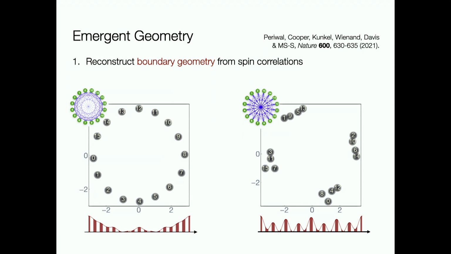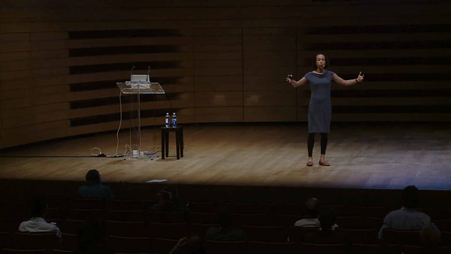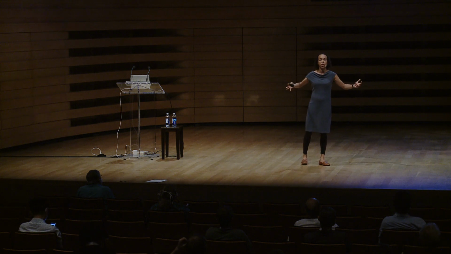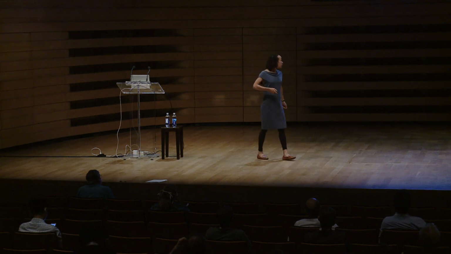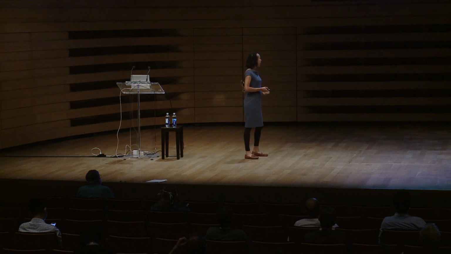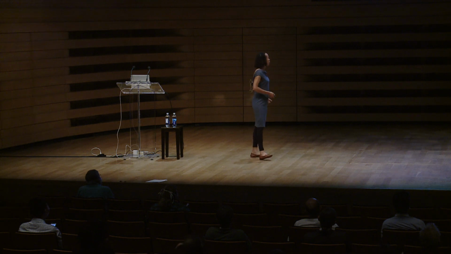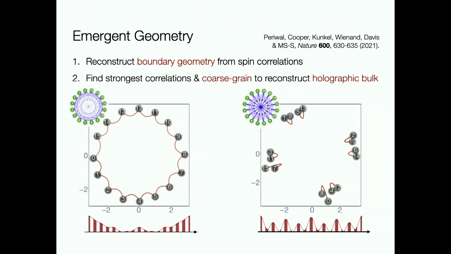And now the question is, suppose there's something like this bulk geometry I showed before that represents the structure of the correlations. How could we see that? Well, one thing we can do is start asking which sites are most strongly correlated. We just measure spin correlations in the X basis. We draw bonds between the most strongly correlated sites. In this case, nearest neighbor interactions dominate. That just forms a ring.